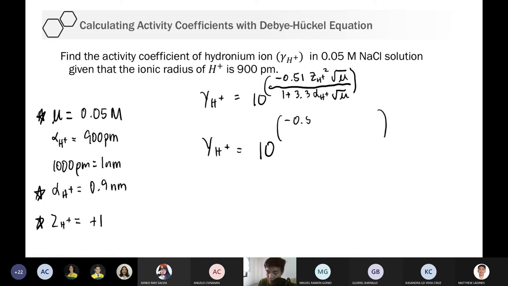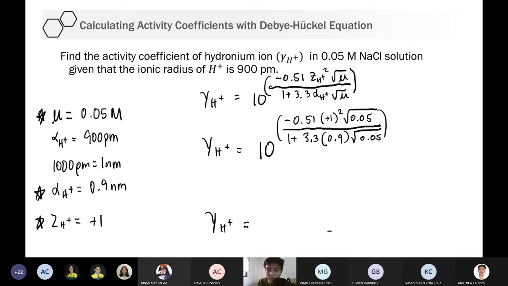So plug in mo yung Z, 0.51. Z is positive 1 squared. Square root of mu is 0.05 molar. So you have 1 plus 3.3 alpha mo is 0.9 nanometers times the square root of 0.05. Ayan, paki-calculate na lang. Okay. Kabisado ko na kasi yung sagot. Ano sagot na? Sagot dito will be 0.85 na.